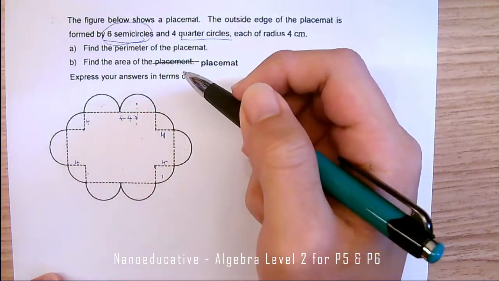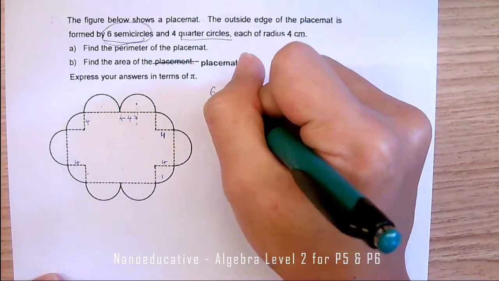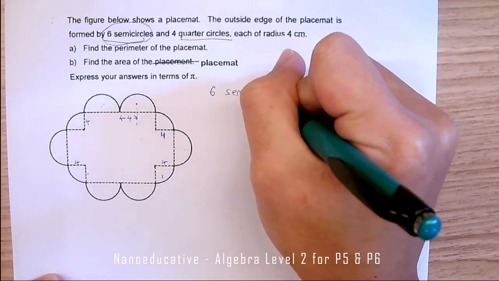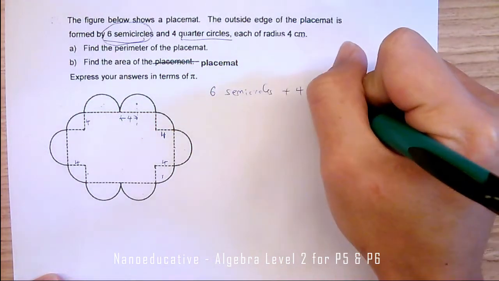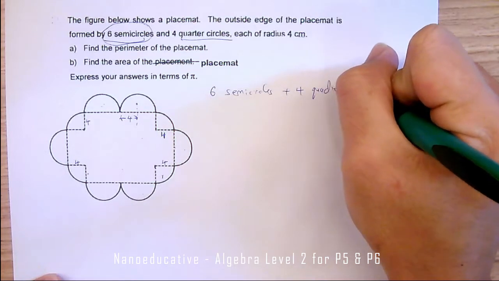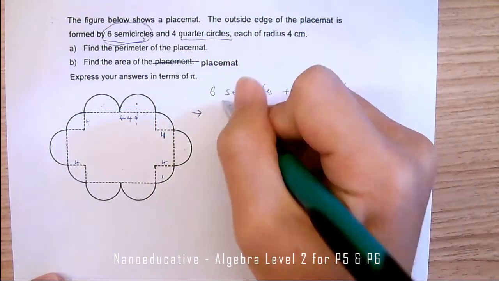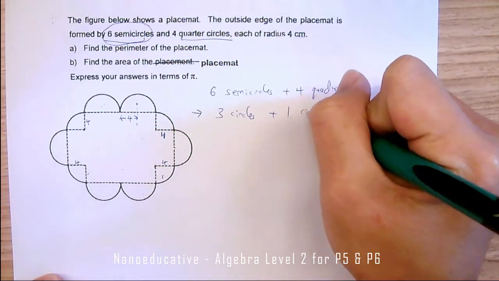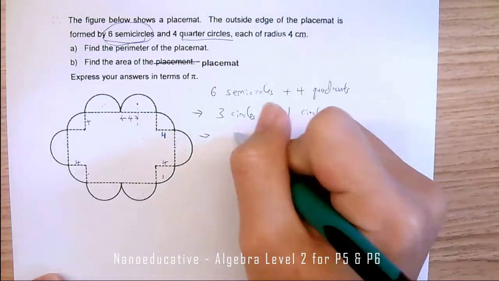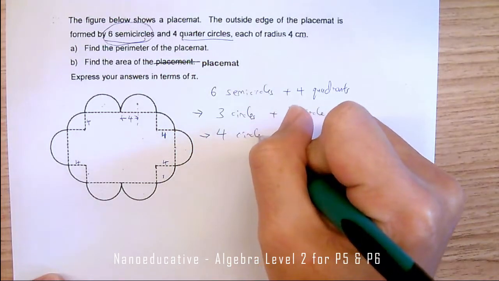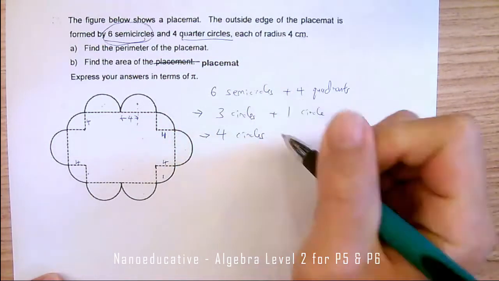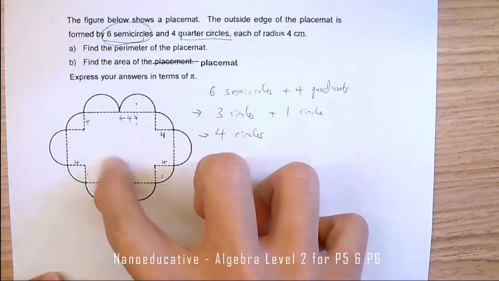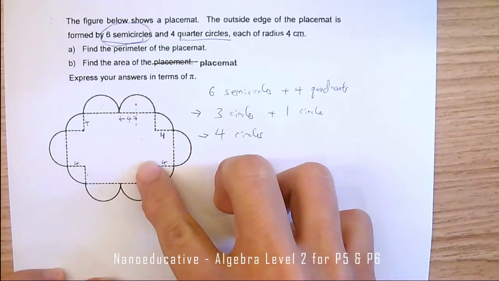So in total, how many circles do we need? 6 semicircles plus 4 quarter circles. I'm going to call them quadrants. 6 semicircles will be 3 circles. 4 quadrants will be 1 circle. So in total, you need to find 4 circles. Don't go and do the silly thing of finding them one by one and adding them up together. I mean, you can do that, but it's going to be a waste of time.